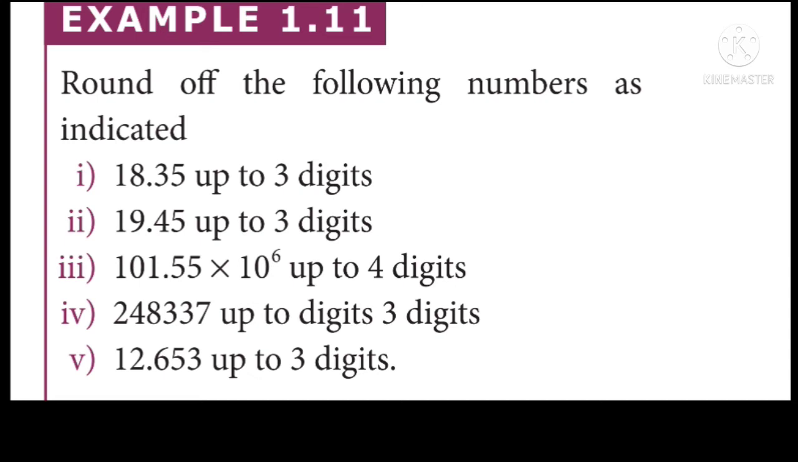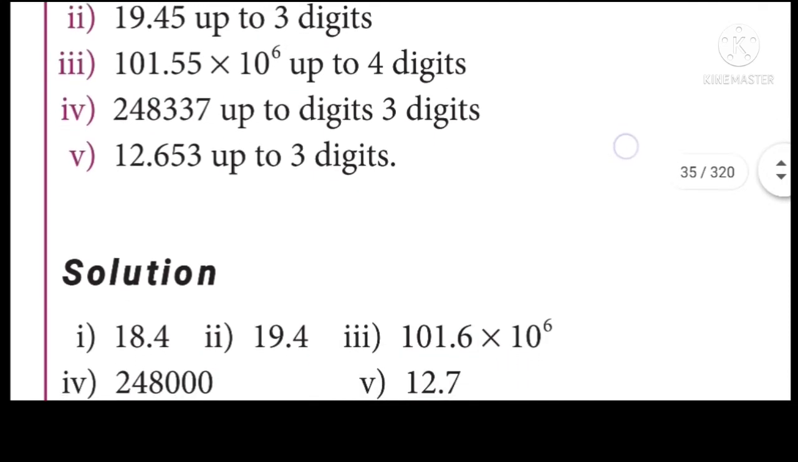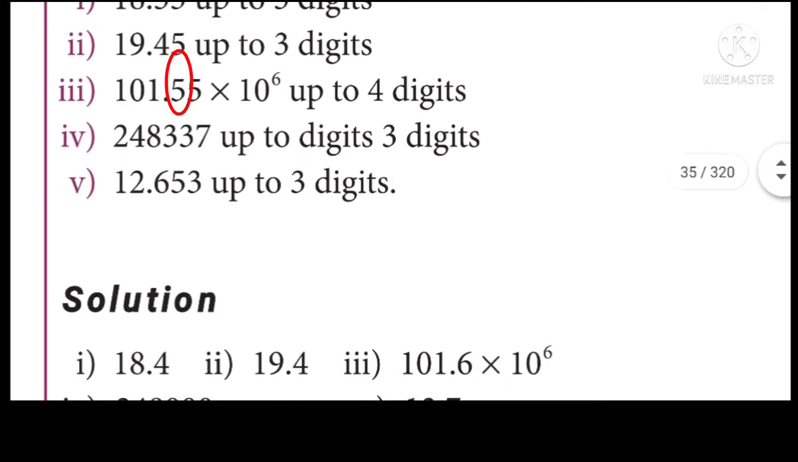See the next sum. 101.55 into 10 power 6 up to 4 digits. Look at the least significant digit, 5. 5 is equal to what? 5. So if the number is equal to 5, we have to check the next number, whether it is odd or even. See, the next number is 5. This is an odd number. If the number is odd, what do we have to do? That number should be increased by 1. Hence the result will become 101.6 into 10 power 6.